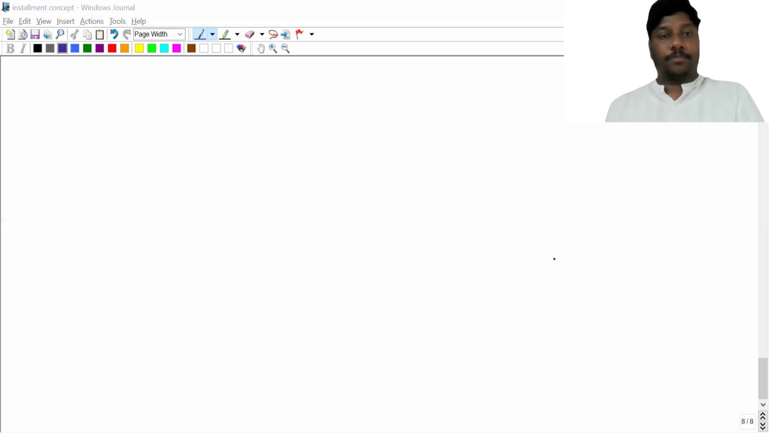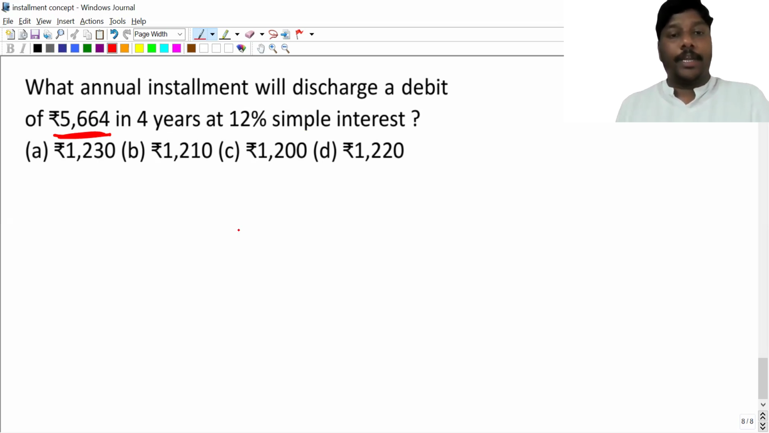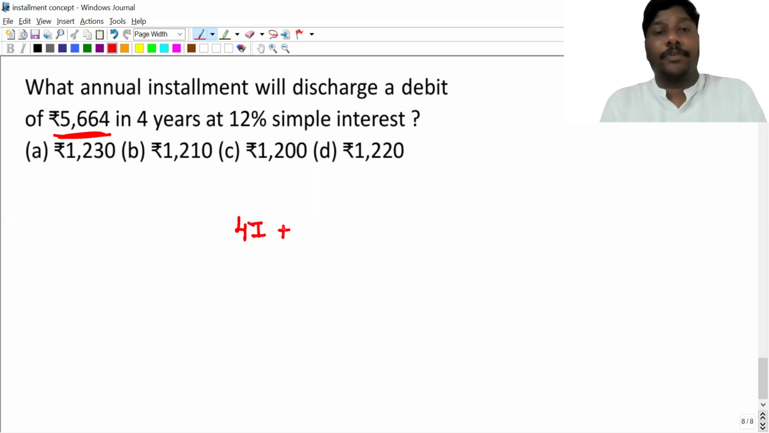So I take the question. చూడండి, what annual installment will discharge debt of 5664 in 4 years అని అంటున్నాడు. అంటే this is the debt in 4 years. అంటే 4 years తర్వాత మీరు కట్టాల్సిన అమౌంట్ ఎంత? 5664. This is not your principal. This is actually the amount needs to be paid. మీరు 4 years తర్వాత 5664 అమౌంట్ కట్టాలి. ఓకే, with 12% interest, right? So how do you take it? 4 years అంటే you take it as 4I, 3 + 2 + 1, 6 years of interest వస్తుంది.